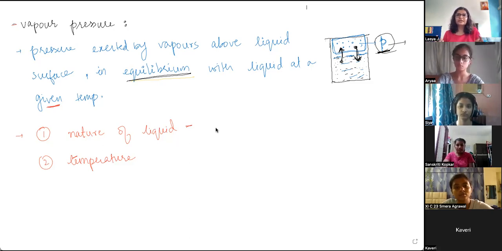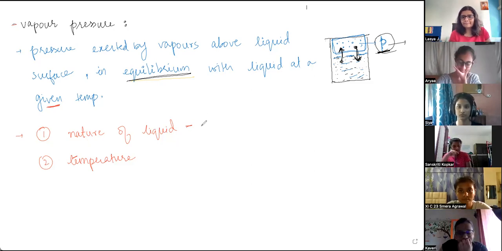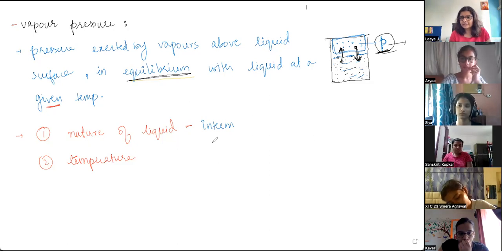Water has hydrogen bonding, so it has very high intermolecular forces. It's a polar solvent. So it's difficult for the molecules to let go of all the other molecules and go into vapor. But acetone, which is your nail polish remover, is a lot more volatile. It's non-polar, it can easily get into vapor state. So that's what we mean by nature of the liquid. To figure it out, you look at the intermolecular forces, polarity, molecular mass, all of that stuff.